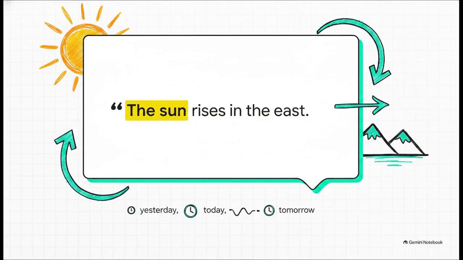To beautifully cement this foundational concept, just think about this classic example. The sun rises in the east. It's a permanent, universal truth, right? It doesn't matter if it was yesterday, if it's today, or if it's tomorrow. It's just an ongoing fact of the universe. And that sense of permanence, that is the very heartbeat of the present indefinite tense.